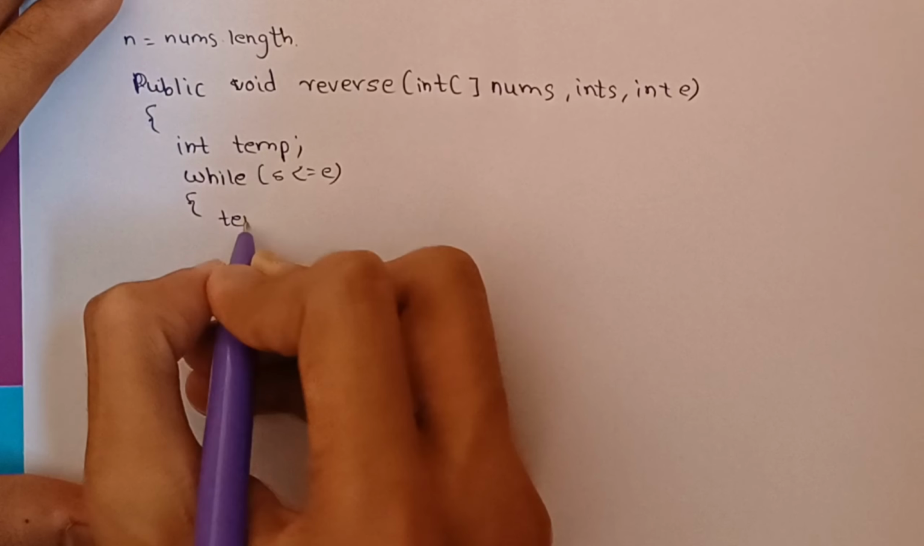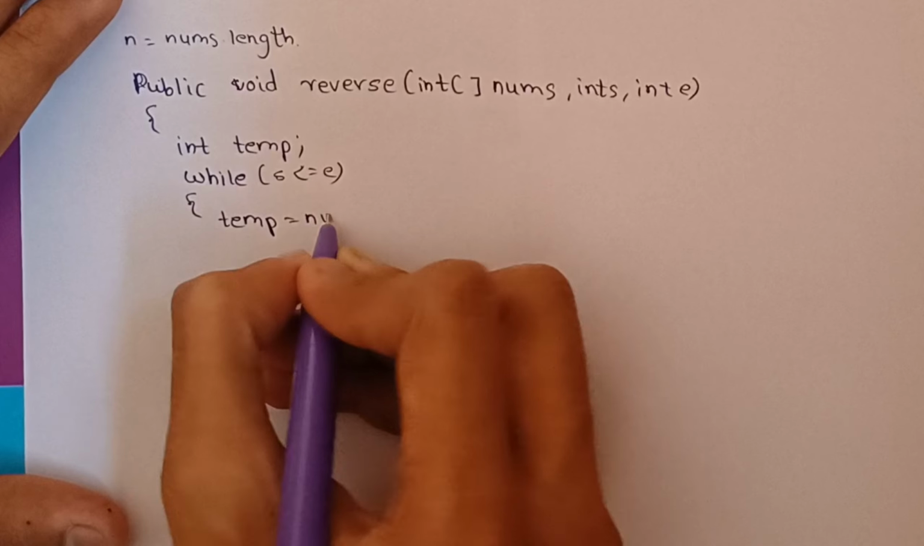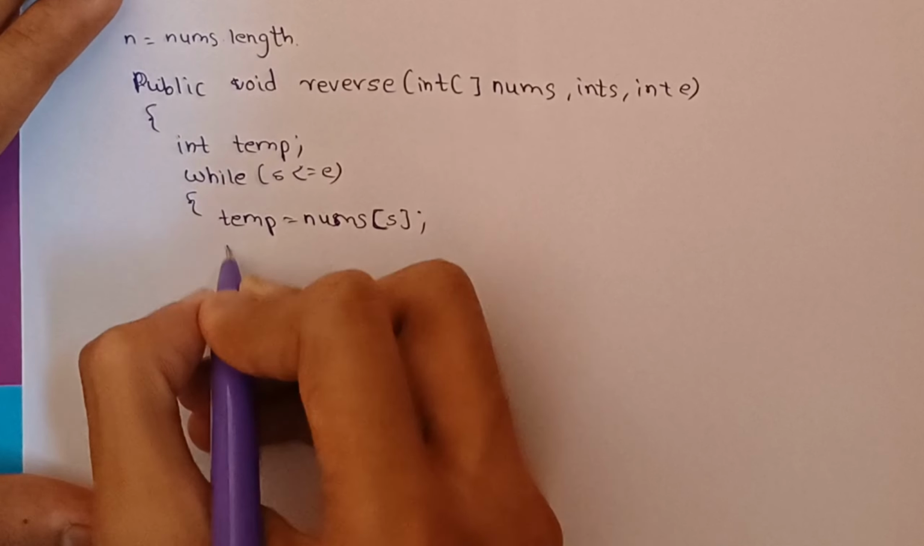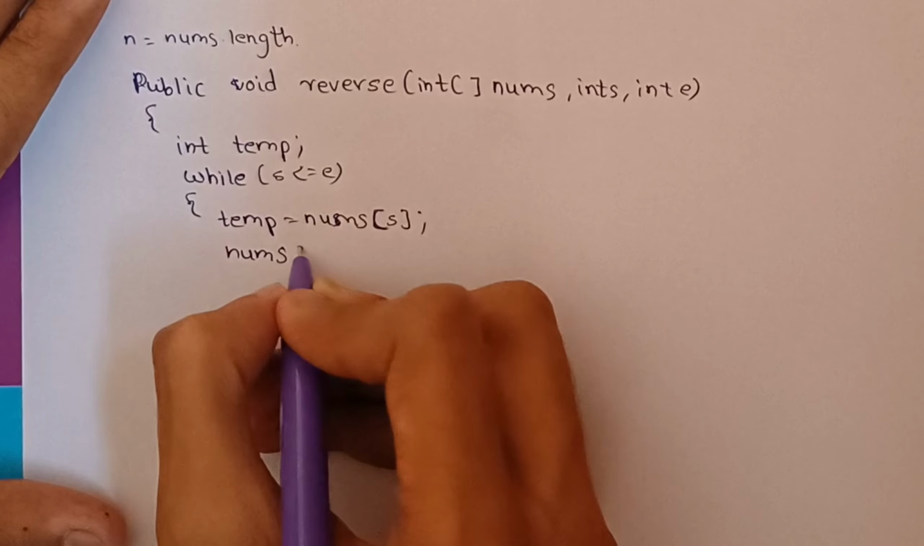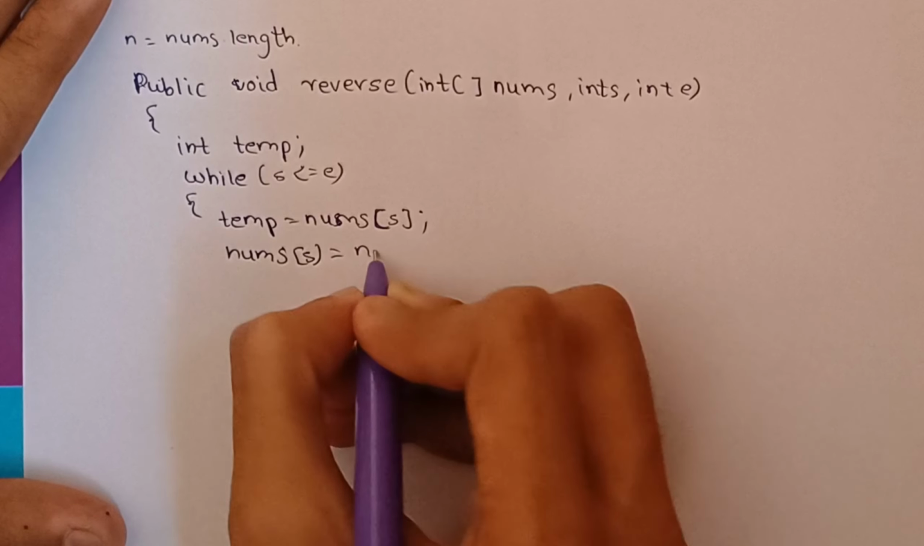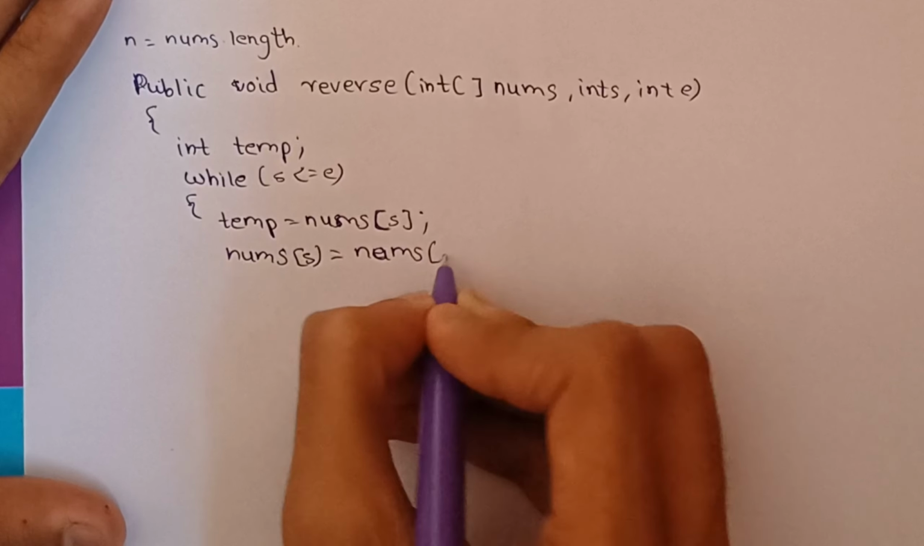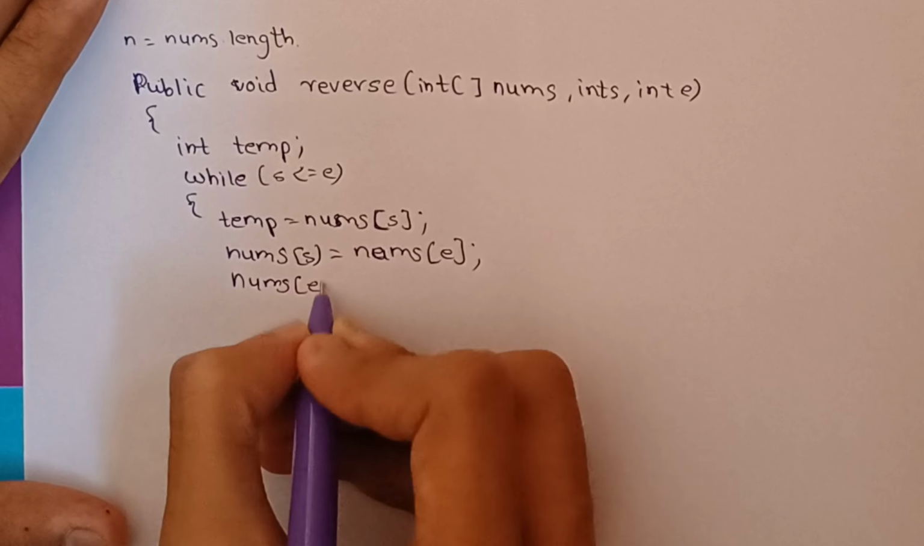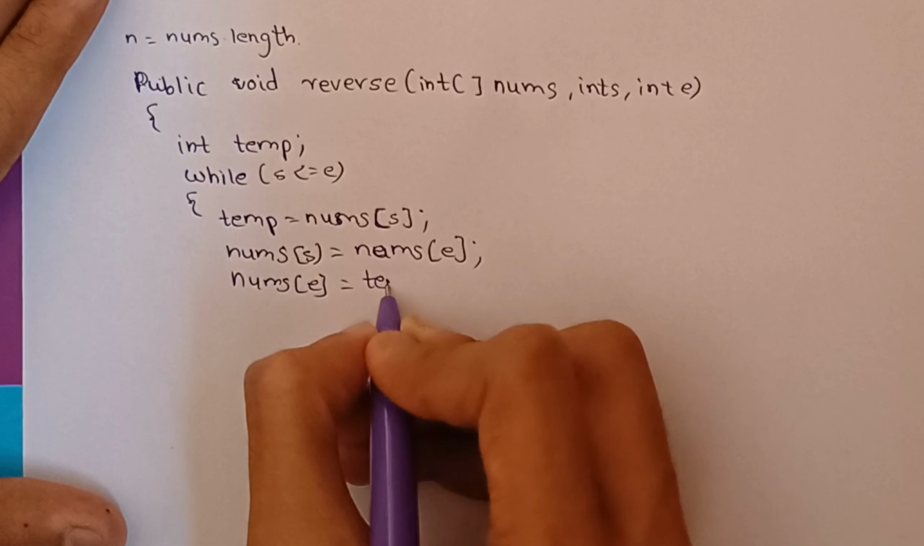In the while loop we shift nums of start, and at nums of start we put nums of end pointer. Then at nums of end pointer we put the temp value.